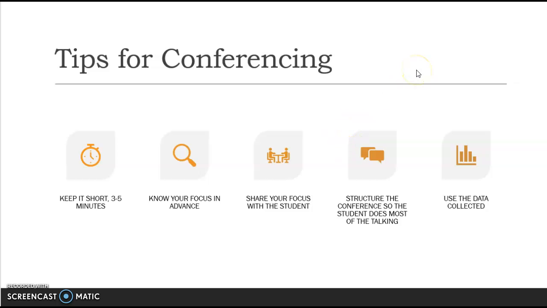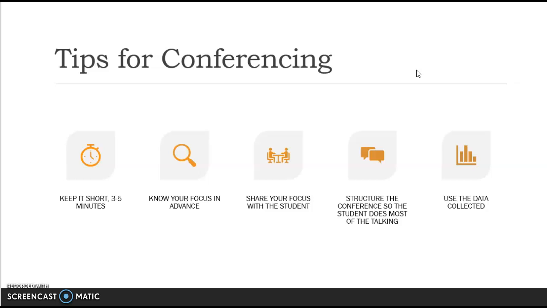And then finally, tips for conferencing. Keep it short. I know the author talks about easy management, because when I first read about all of these conferences, I was imagining 20 conferences in a day with every student and how overwhelming that kind of seemed. But she does talk about chunking it and doing only a few students at a time and keeping them short. So that's definitely a good strategy.